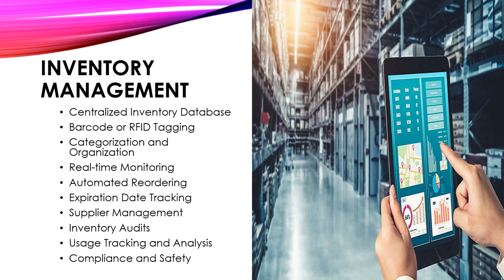Establish preferred supplier relationships to streamline procurement processes and negotiate favorable terms. Inventory audits. Conduct regular audits to verify the accuracy of inventory records and identify discrepancies. These audits should include physical counts of inventory items and reconciliation with the information stored in the inventory management system.